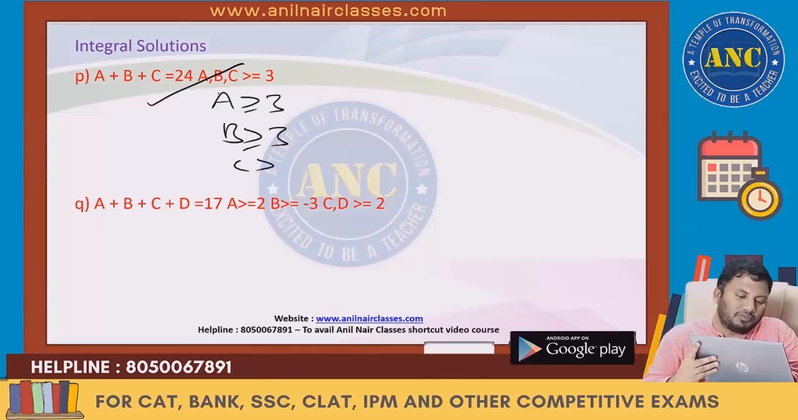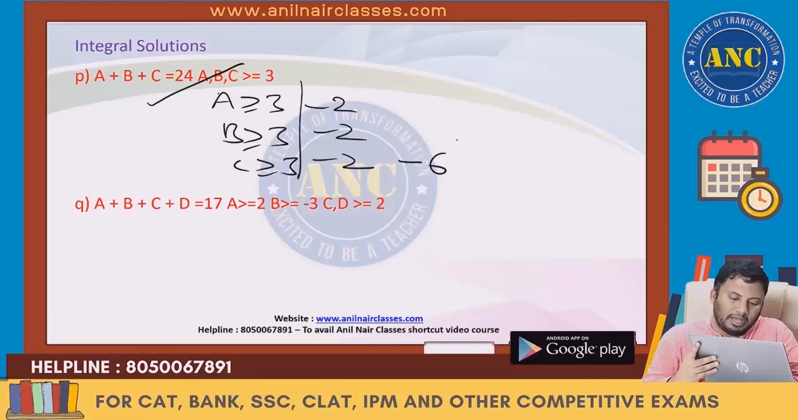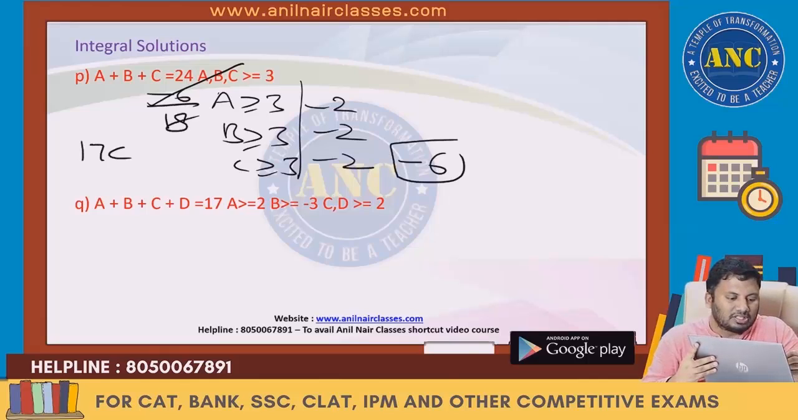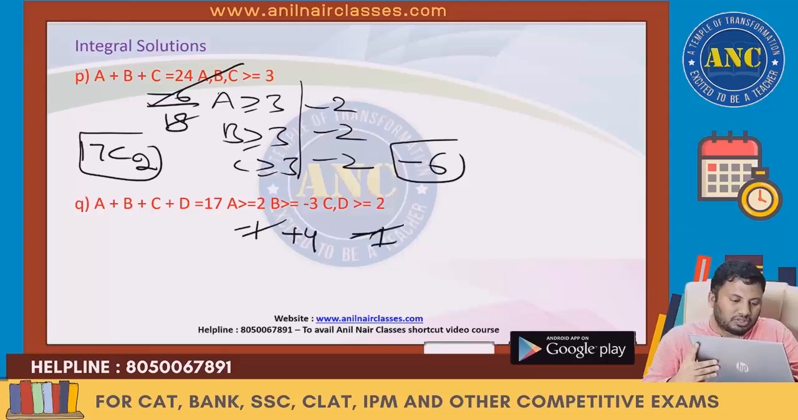3 means what we have to do? We have to subtract 2, 2, 2, minus 6. 24 minus 6 is 18. 17C2. 2 means minus 1, minus 3 is 4. 17 plus 4, 21, which is 20C3.